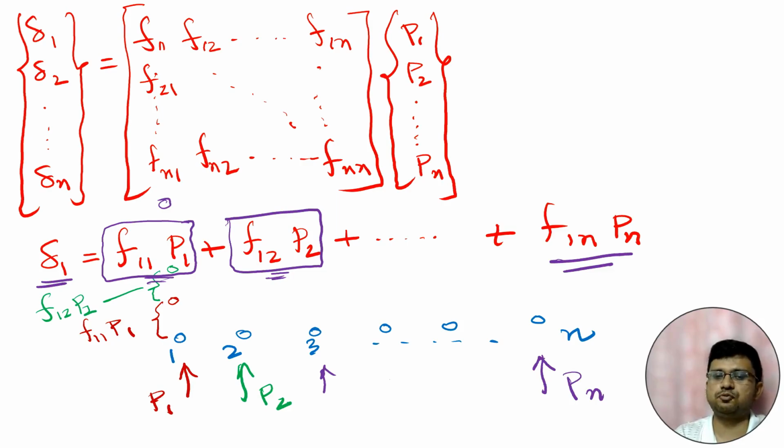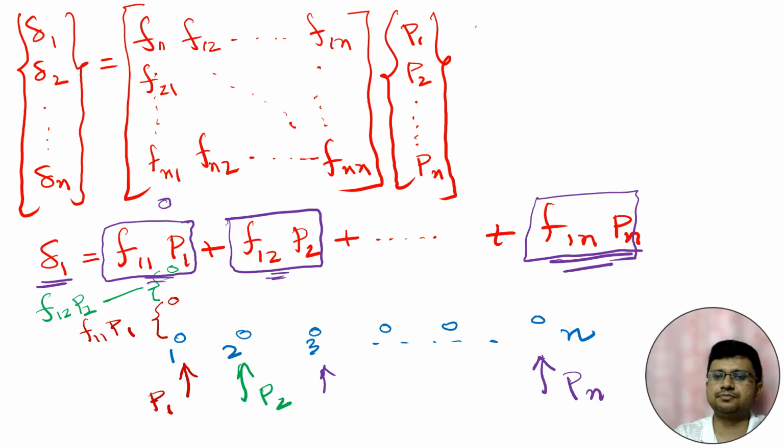But this is due to the force P2 at node 2. Similarly, this F1n is actually the displacement of node 1, but due to force Pn at node n. So delta 1 has different parts, and these are the different parts for different loads.